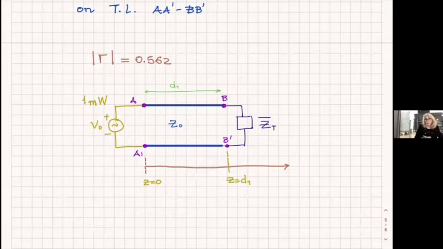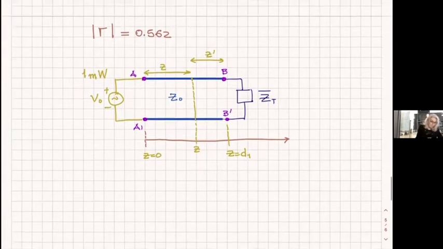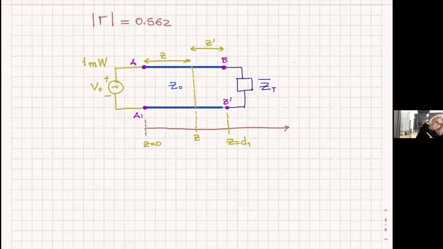Now, let me start with what I know about the reflection coefficient at some random point on this line. We call that distance z. This is z, and we have also defined the distance from your load to be z prime. These are the two distances. They're both positive, and z plus z prime equals d1.